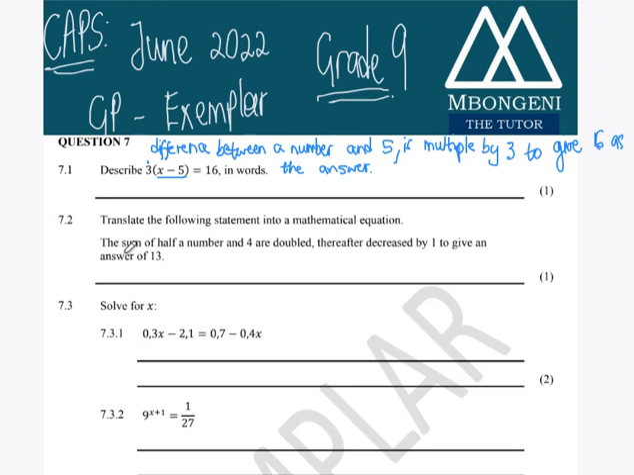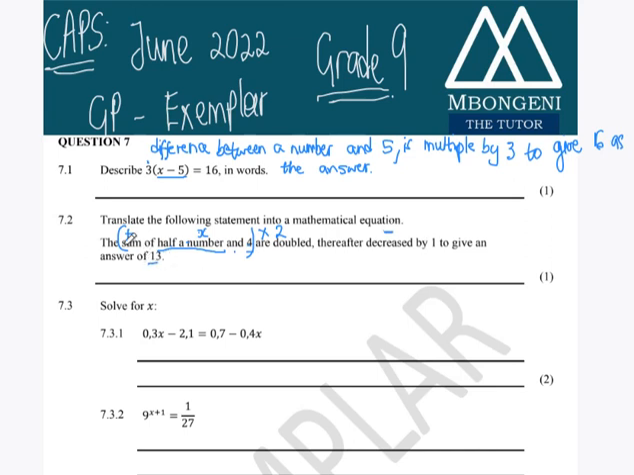Right. The sum, so you're going to add something here. It's the sum of half a number. A number is x, so you're going to take half of x and 4. The sum of these two, they are doubled, so the brackets of this times 2, because that's doubling, and thereafter decreased, so this is minus, to give the answer 13.